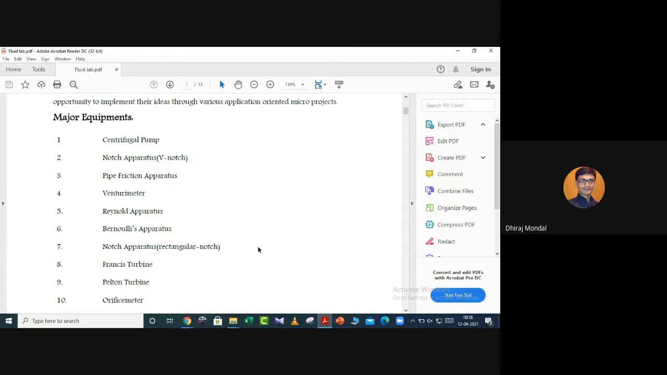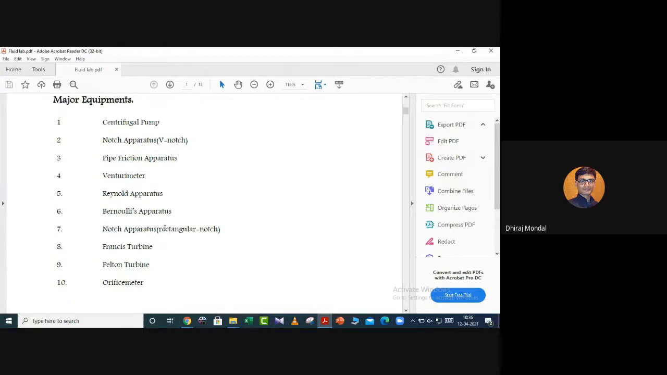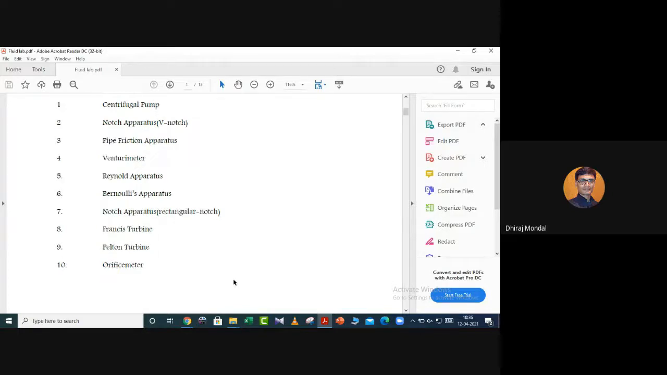Venturimeter is basically a device which is used to measure the discharge of a particular fluid when it is flowing through a pipe. So we will be discussing what a venturimeter is and how we can calculate the coefficient of discharge. Then Reynolds apparatus, Bernoulli's apparatus, Francis turbine, Pelton turbine, and orifice meter.